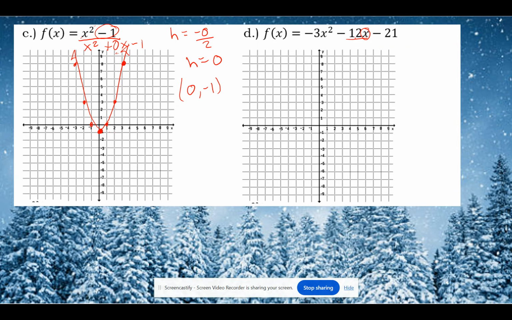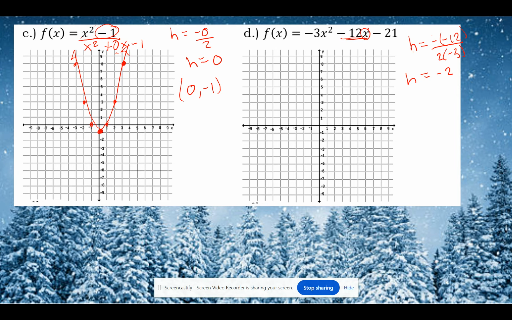Letter D, we're not going to be so fortunate because we do have a middle term. So there is going to be some sideways movement. So we're going to use our formula. We're going to compute our vertex. H is equal to negative B. So you should be writing negative 12 with a negative sign out front. Negative, your B term, divided by 2 times your A term. When you simplify that, you're going to get negative 2.